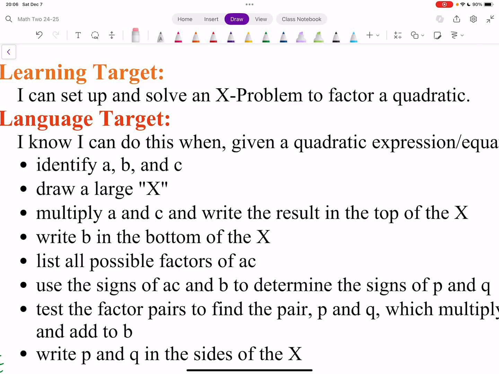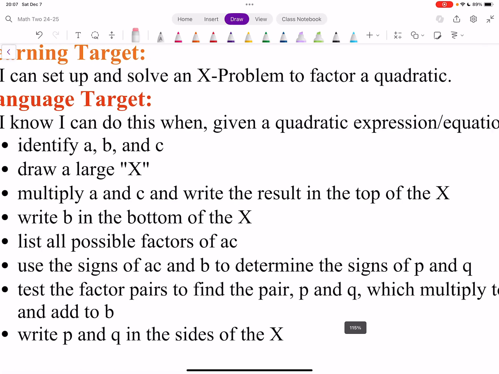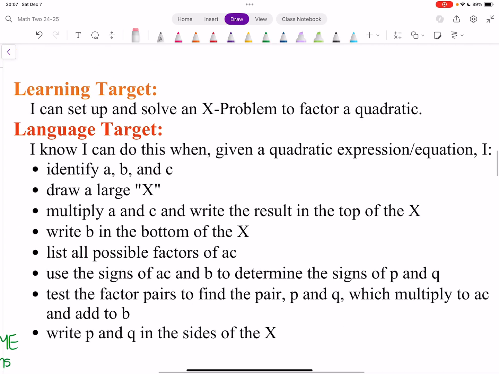Next, you will list all possible factors of a times c, or what's in the top of the x problem. Then we use the signs of both a times c, or the top of the x problem, and b, or the bottom of the x problem, in order to determine the signs of what we call p and q. We then test each factor pair to find the pair, p and q, which multiply to a multiplied by c, or the top of the x problem, and add to b. Finally, we will write p and q, which are our solutions to the x problem, in the sides of the x.